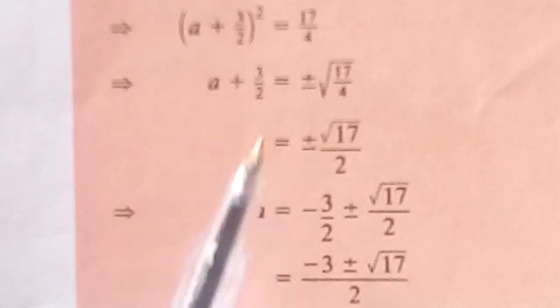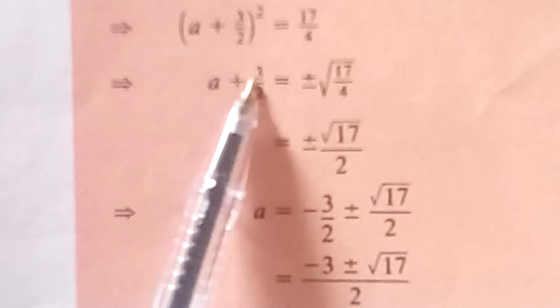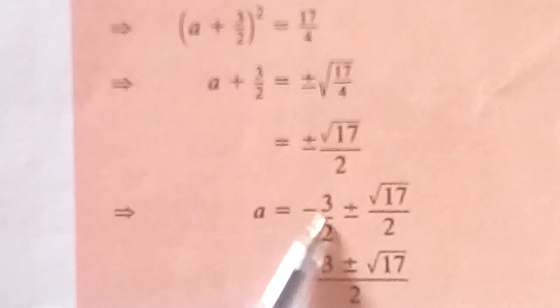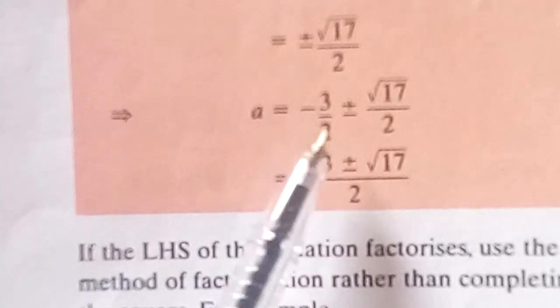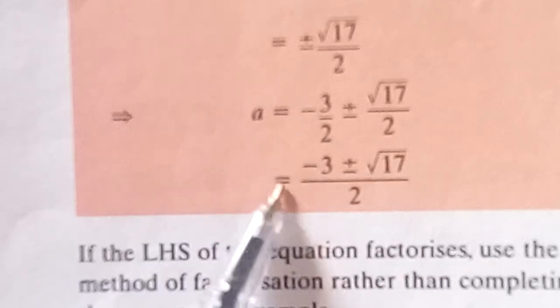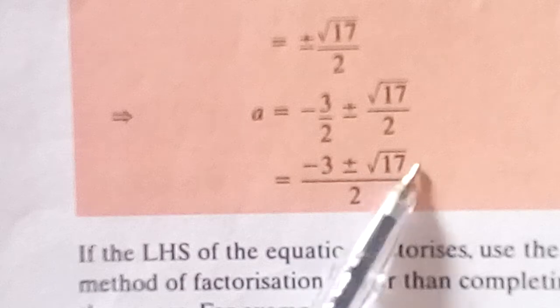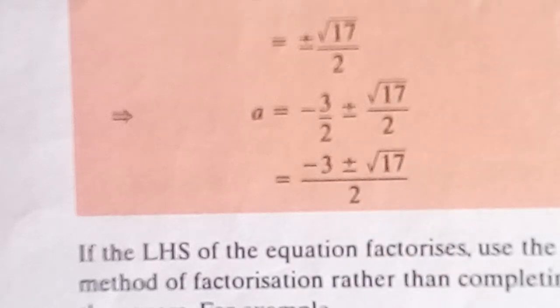Now a equals, you take this plus 3 over 2 to this side to give us minus 3 over 2 plus or minus root 17 over 2. Now collecting the LCM, a will give us minus 3 plus or minus root 17 all over 2.